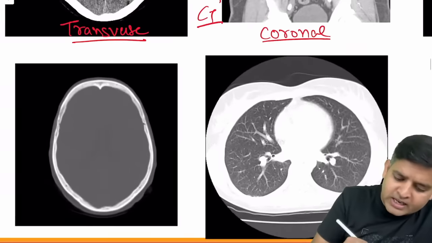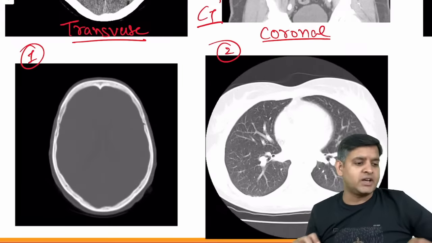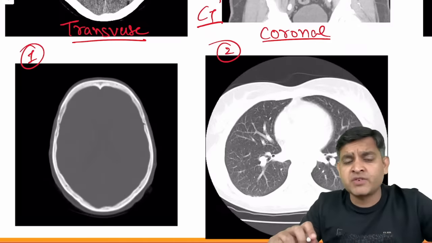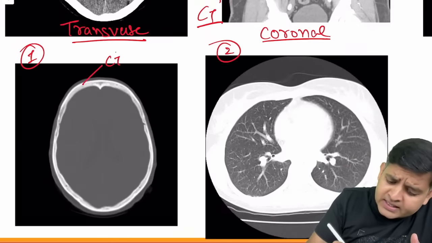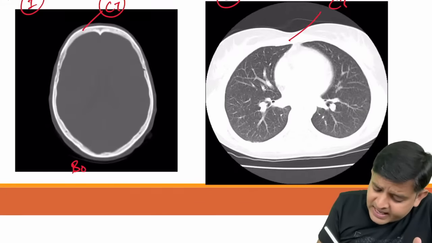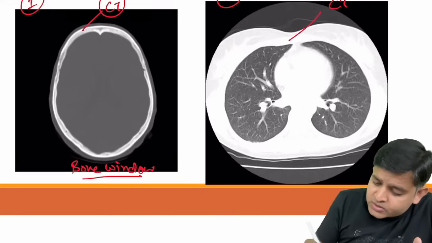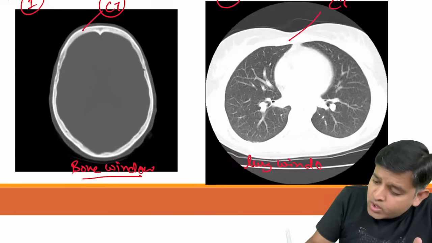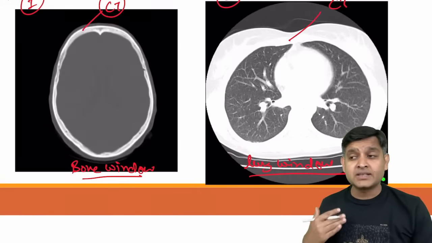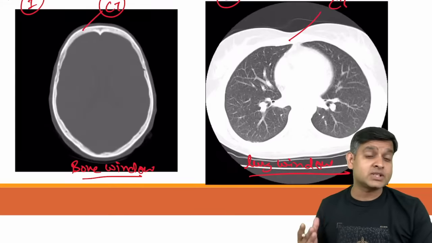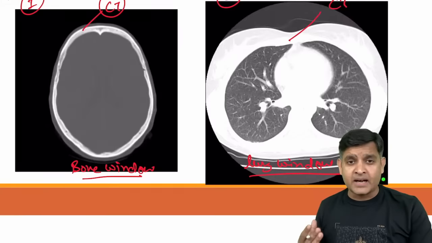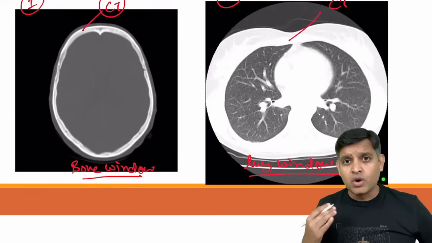Now I have another question for you. Tell me, image number one, image number two, which one is CT, which one is MR? My answer is, cortical bone is white, then this is CT. Cortical bone is white here, it is also CT. Both are CT. Then what is the difference? This is called a CT scan in bone window. This is called a CT scan in lung window. What is this window? In a CT scan, you can identify one structure better than the other. So when the lung parenchyma is better seen, this is called lung window. When the bone is better seen, this is called bone window. So if you want to see a fracture, it should be a CT scan in bone window. When you want to see lung parenchyma, it should be a CT scan in lung window. And that is how you have to identify them.